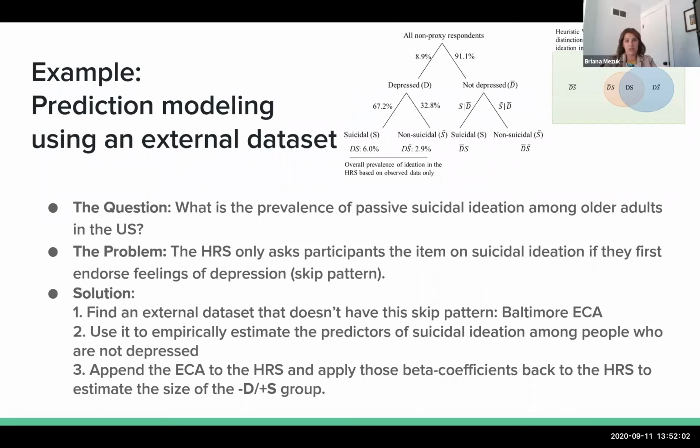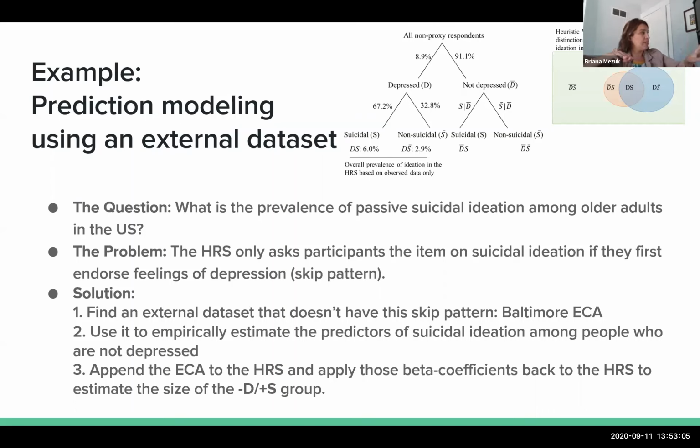We wanted to know what is the prevalence of passive suicidal ideation among older adults in the United States. The problem was, I wanted to do this in the Health and Retirement Study, but the Health and Retirement Study only asks people if they've experienced passive suicidal ideation if they first tell me that they've already felt sad. What you can see in this little flow chart at the top is that everybody comes into this part of the questionnaire, which is called the CIDI, the Composite International Diagnostic Interview. 8.9% of them said they felt depressed. 91.1% said they did not feel depressed. The people who said they were depressed were then asked, have you felt suicidal or not, right?